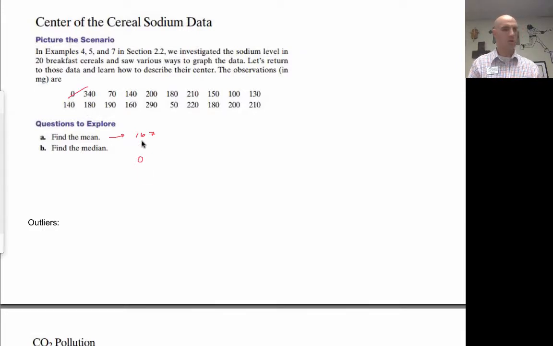So if I put these in order, what I'd have is 0, 50, 70, and then 100, 130, and 140.